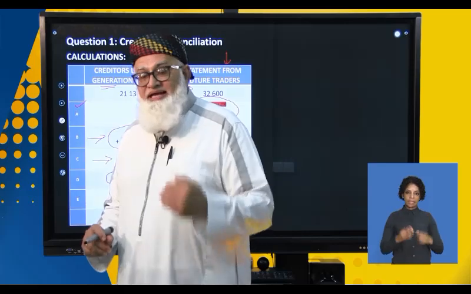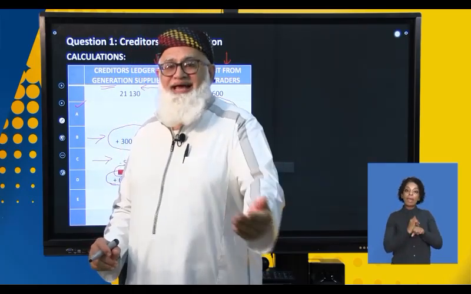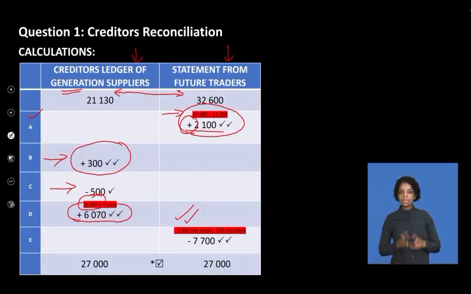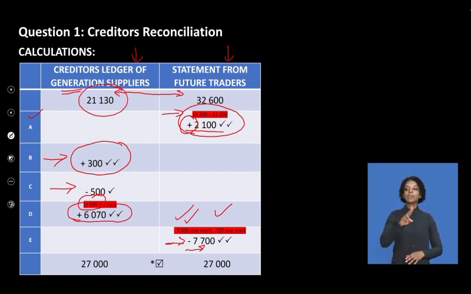Remember, we're claiming a discount for early payment, and as a result of that, you now have two entries, namely the bank amount as well as the discount, to give you a total value of 7,700. Okay, now what do you do? You start off with your opening balance of 21,130 plus the 300 minus 500 plus 6070 will give you 27,000 as your final figure for our records.